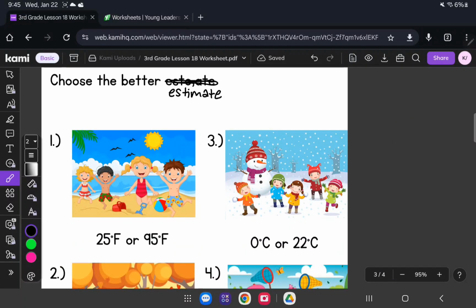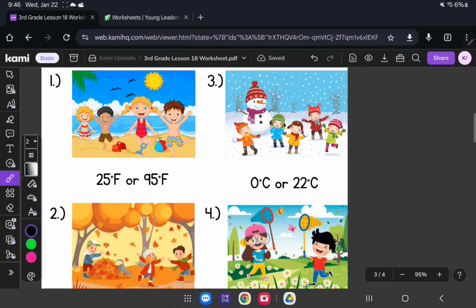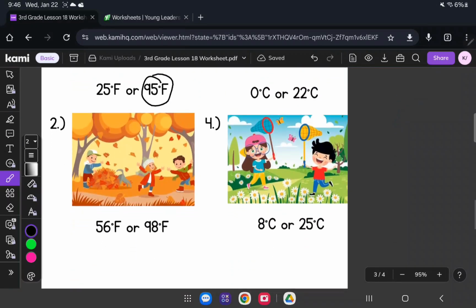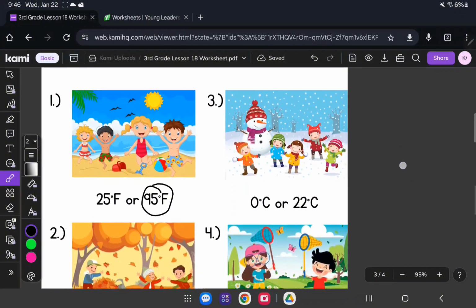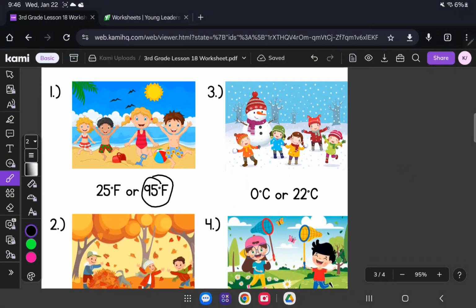Here it says choose a better estimate. Number 1, 25 degrees Fahrenheit or 95 degrees Fahrenheit. We know that if we are going to go to a beach, it should be a hot day, so we would guess 95 degrees Fahrenheit. Number 2, it's fall time. As you can see, there are red and orange leaves, so we would guess 56 Fahrenheit because 98 would be like a summer day.